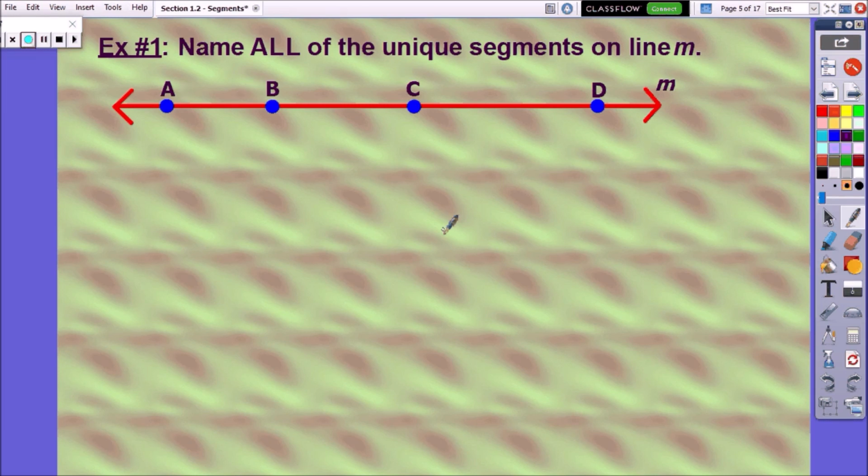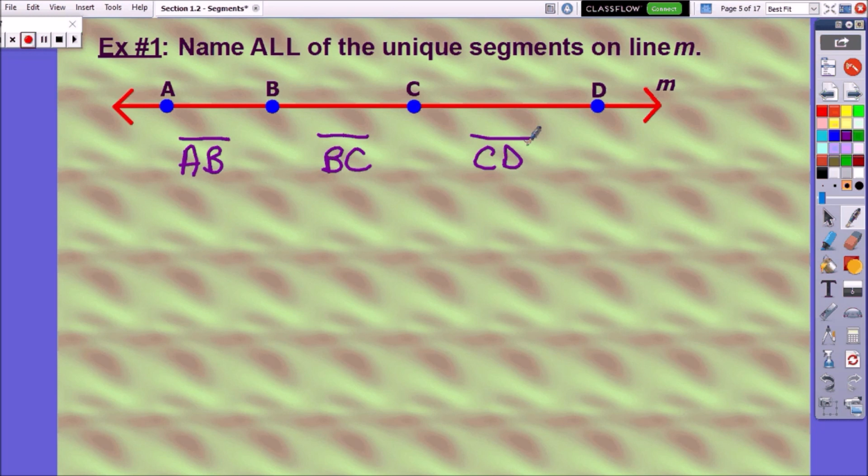Again, we only need 2 points to name a segment, and it depends on which segment we want to talk about. Initially, I know a lot of students will say, here's a segment right here, segment AB. And here's a segment right here, segment BC or CB. It doesn't matter. Most of these I'll do from left to right. And here's segment CD, and there's only 3 unique segments on here.